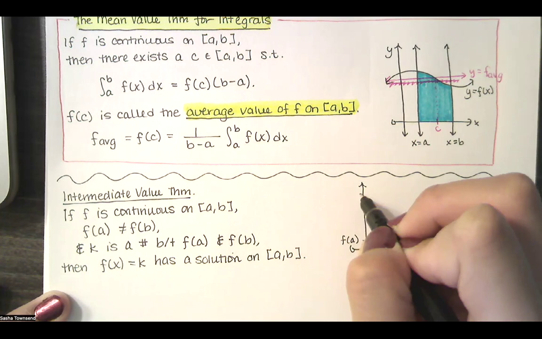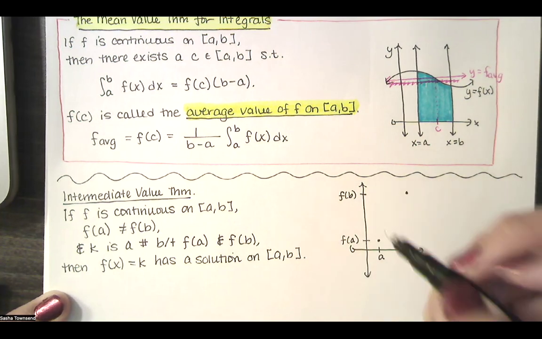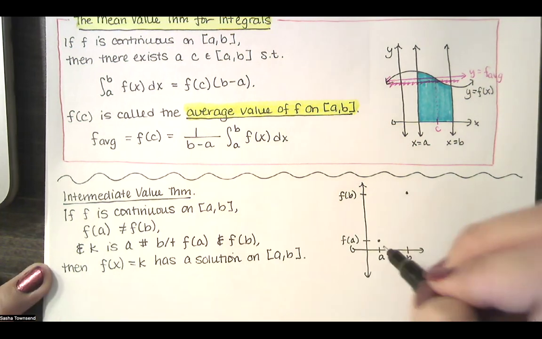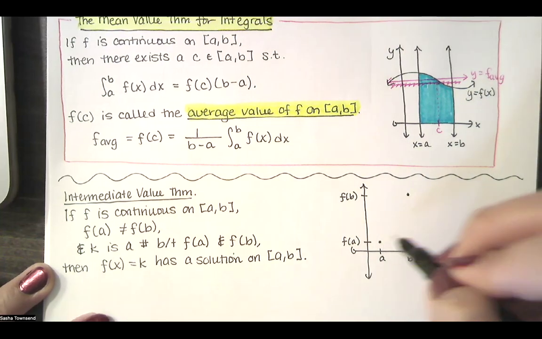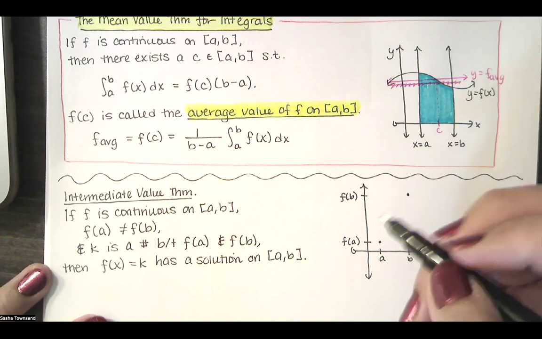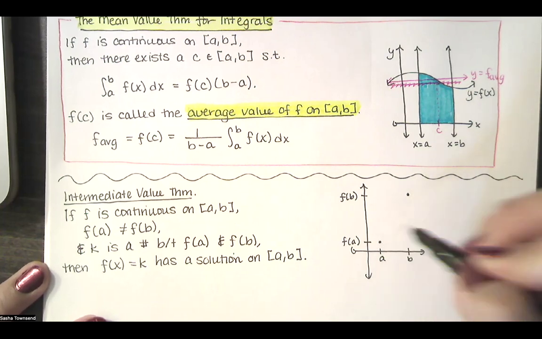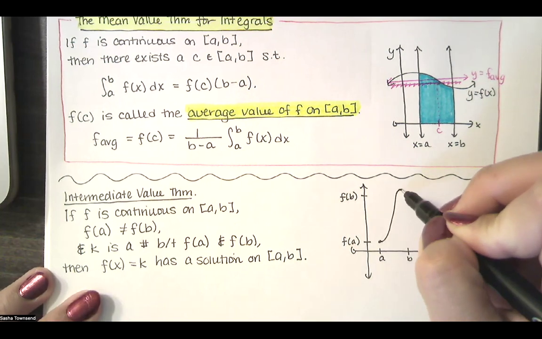And here's b. This is our b and our f of b. And we've assumed our function is continuous. Those two values are not the same. So anything can happen in between. I mean, it might have lots of hills and valleys in between, or it might just be a line segment. We don't actually know what it looks like, but let's just say it looks like this, okay?